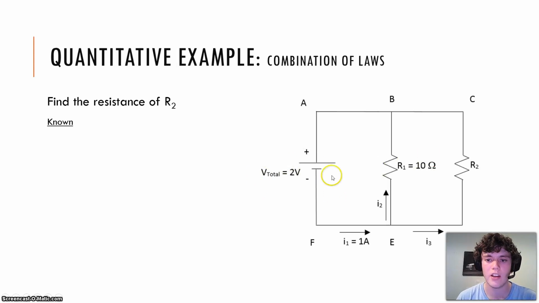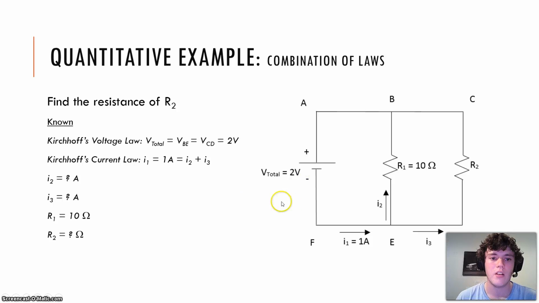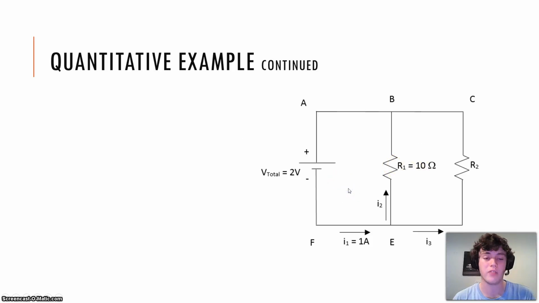So here we have, similar to before, a parallel circuit of two resistors and a battery. We know the voltage across the battery is 2 volts, and so the voltage across both resistors is also 2 volts. From Kirchhoff's current law, we know that I1 is equal to the sum of I2 and I3, which equals 1 amp. We also know that the resistance value of resistor 1 is 10 ohms. So let's use these to find the resistance value of the second resistor.